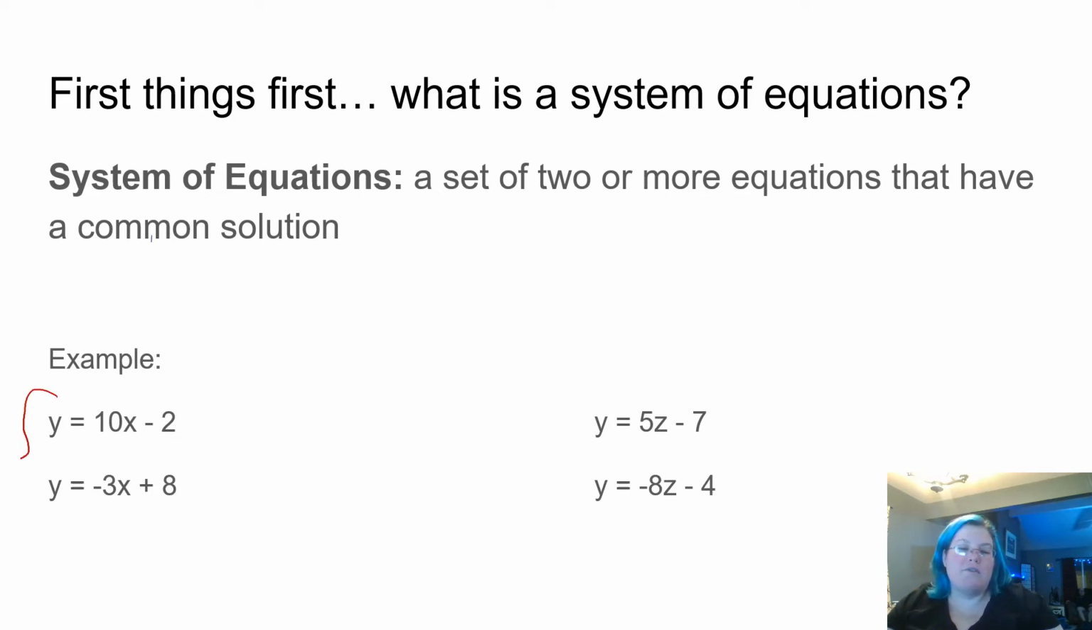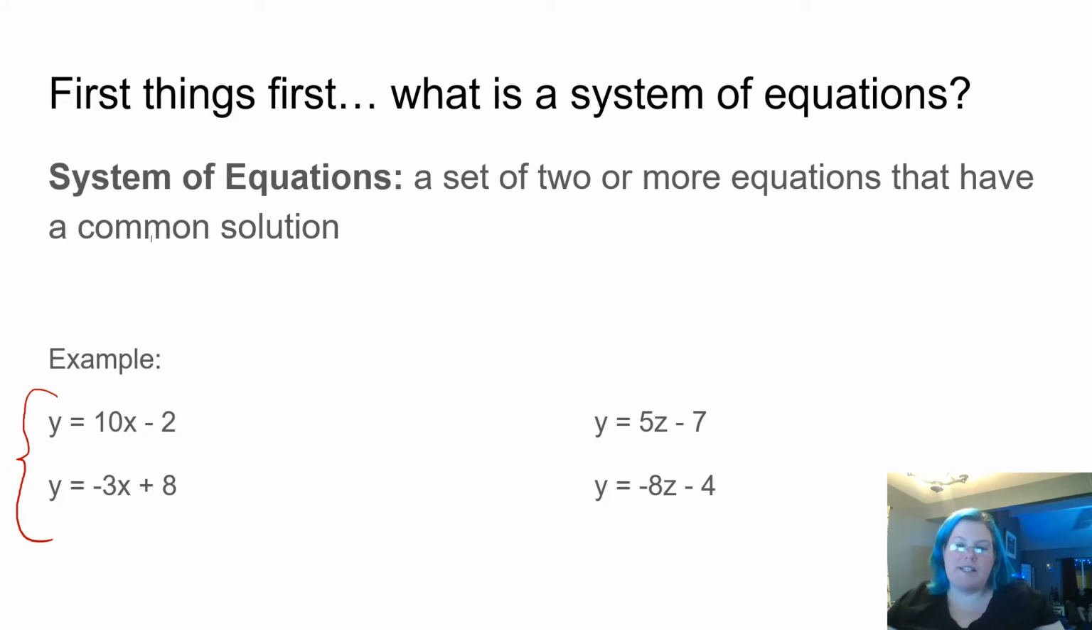So here we have y equals 10x minus 2 and y equals negative 3x plus 8. Both of these, 10x minus 2 and negative 3x plus 8, equal the same variable. They equal the same thing. So you can think of it as 100 pennies and 10 dimes, both equaling 100 cents, which is $1. So it doesn't matter how we represent that dollar, it still equals $1.